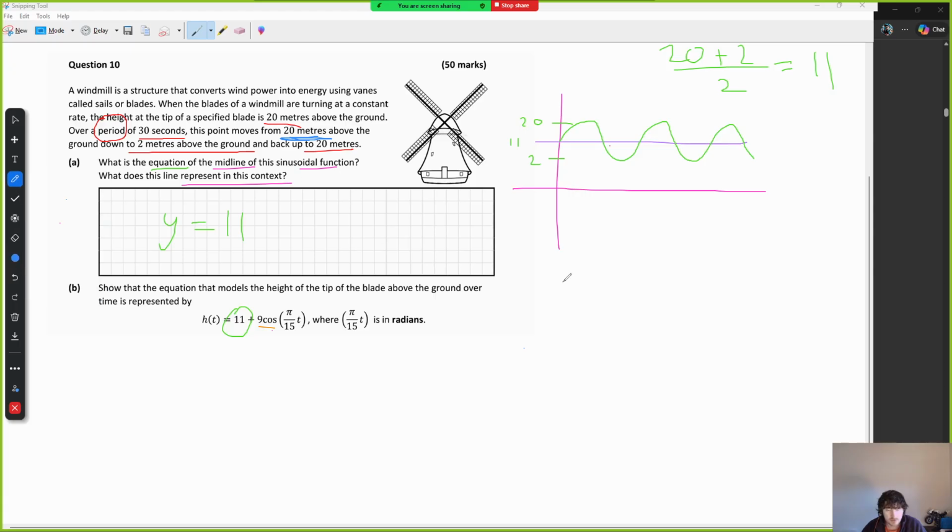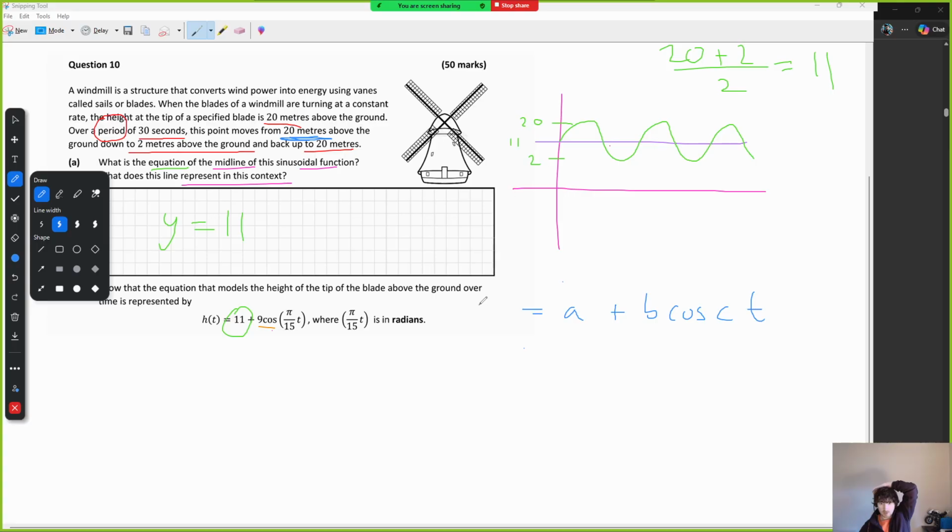So let's write out what we'd expect, now that we know it's a cosine by knowing it starts at the 20, not the midway line. We would write a plus b cosine ct. And we know it's a y as well. We won't call it y, we'll call it h because we're talking about the height of a function, but you'd be fine to call it y as well if you wanted. So you can call it h there.